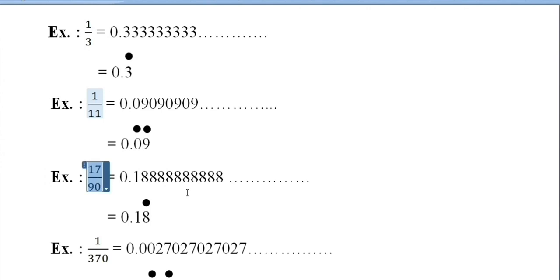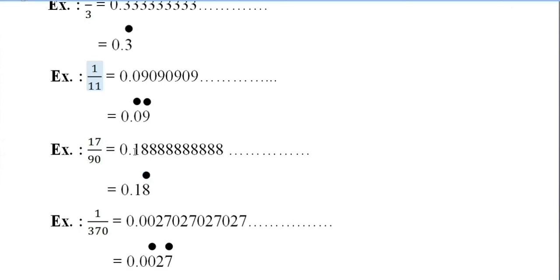Example: 17/90 equals 0.18888888 and so on, which equals 0.188 recurring decimal, because there is a repeating block of 2 digits in the quotient.